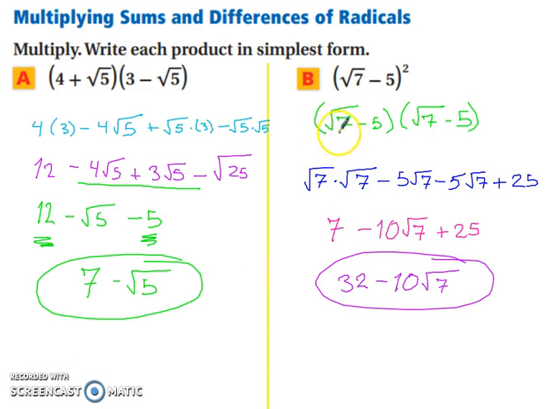Alright, so we have our square root of 7 times the square root of 7, which simplifies to 7. And then we distribute the next part, so we have the square root of 7 times negative 5, and then the negative 5 times the square root of 7, and negative 5 times negative 5, which is plus 25. So we combine our like terms, and we end up with 7 minus 10 square roots of 7, plus 25, and then we combine our 7 and our 25, and we have 32 minus 10 square roots of 7.